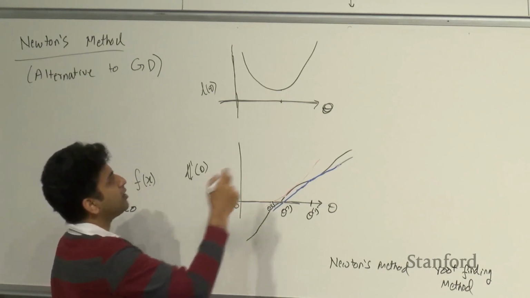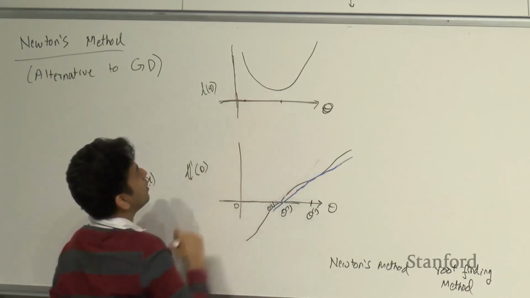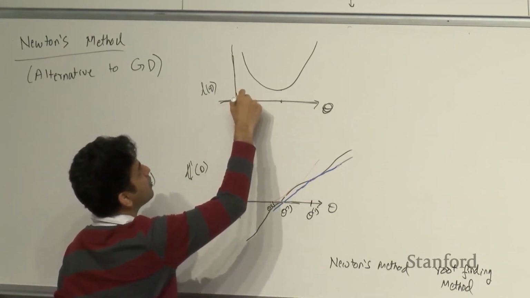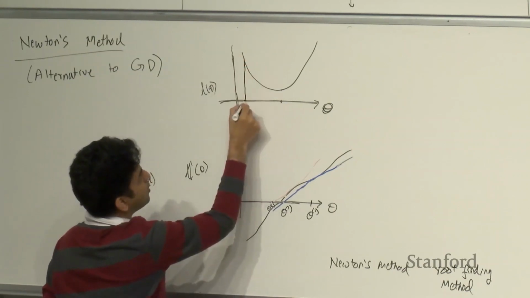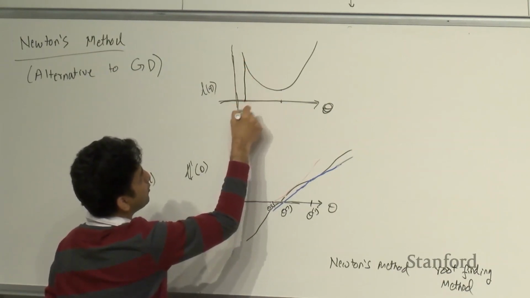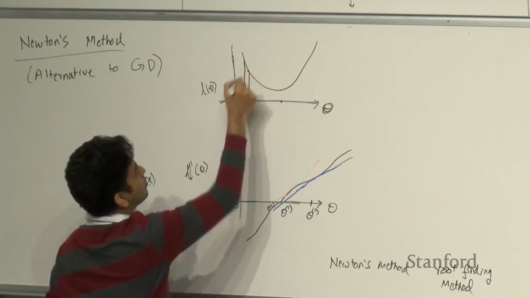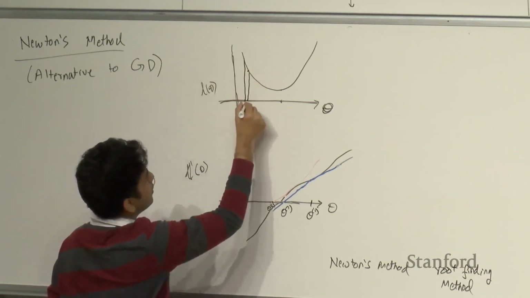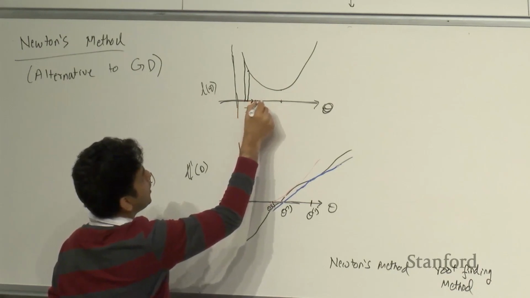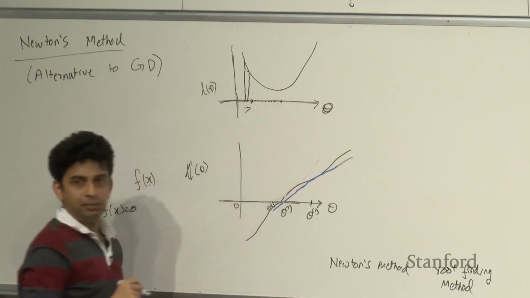What did we do in gradient descent? In gradient descent, we started over here, right? And the gradient pointed us in the rightward direction, and we took a small step here. And we saw that the gradient was still pointing that way, and we took a small step here, and we kept taking small steps until we reached the minimum.